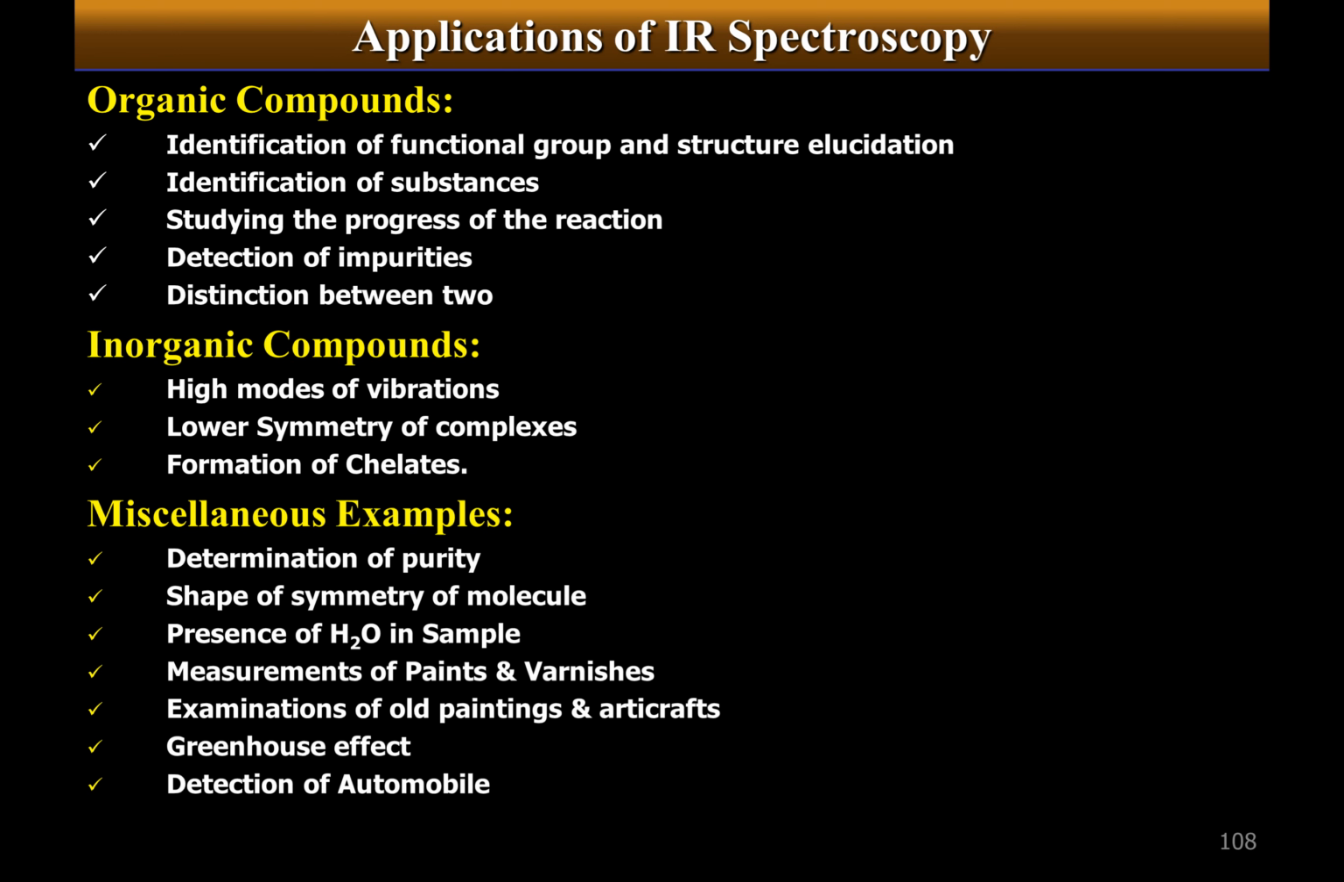For inorganic compounds, high modes of vibrations, lower symmetry of complexes and formation of chelates can also be checked through infrared spectroscopy, but far infrared spectroscopy. Miscellaneous examples are determination of purity, quantitative work particularly for near infrared, the shape of symmetry of a molecule, and presence of water in a sample, where you get very broad bands. Measurements of paints and varnishes, again near infrared. Examination of old paintings and artifacts and their ages, again near. Greenhouse effect, detection of automobile emissions, and there are many uses.